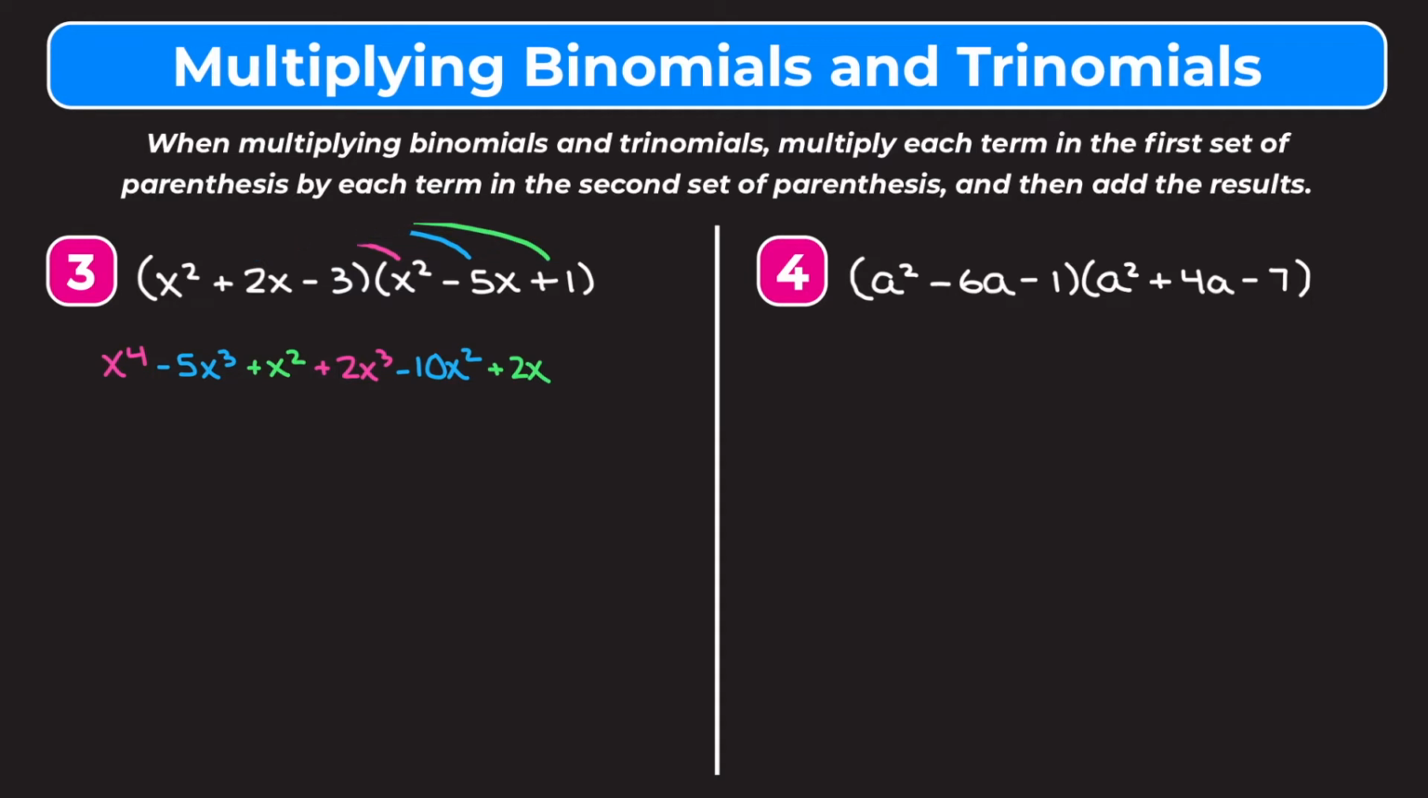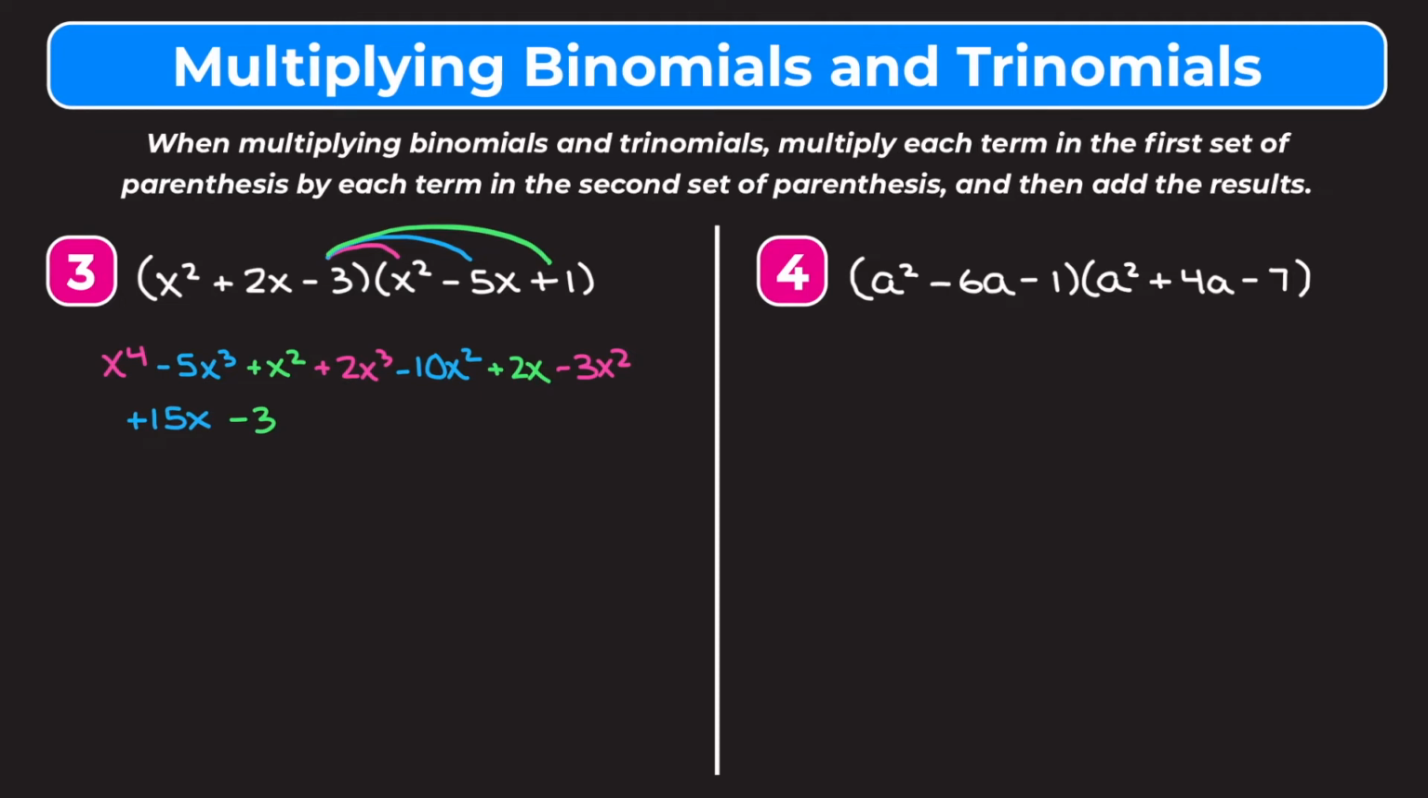And now finally, we're going to have to take this minus 3 and multiply it by everything in the second set of parentheses. So minus 3 times x squared is minus 3x squared. Minus 3 times minus 5x is going to be a plus 15x. And I'm going to put it down here on this next line because I'm running out of space. So plus 15x. And then minus 3 times plus 1 is going to give me a minus 3.